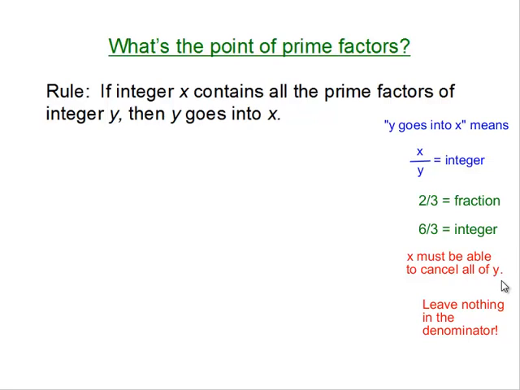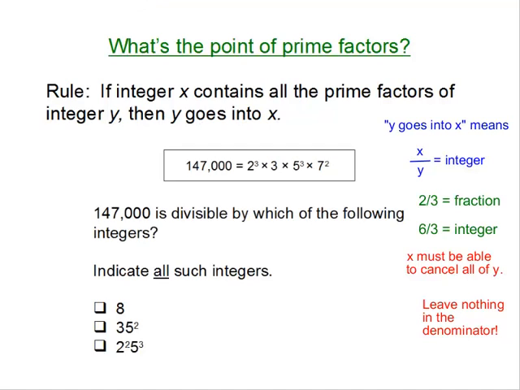The x in the numerator must be able to cancel all of the y. In other words, leave nothing in the denominator. So if you're ever stumped and you know that this rule exists about what prime factors are necessary, write it as a division problem. I think that's so important. When checking divisibility, remember it's about division. Okay, so with that in mind, take a look at this one.